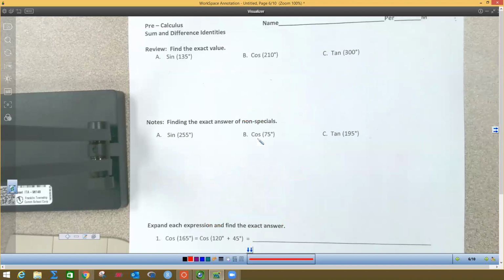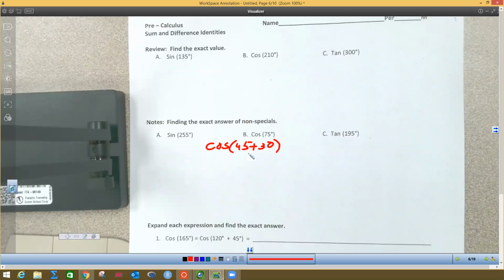Now I need somebody to find me two angles that either add up to 75 or have a difference of 75. What do you got? 45 plus 30. So we're going to get cosine of 45 plus 30. Now, since we did two sum ones here, I'm going to make you find a difference. It's 195, so we do a difference one.